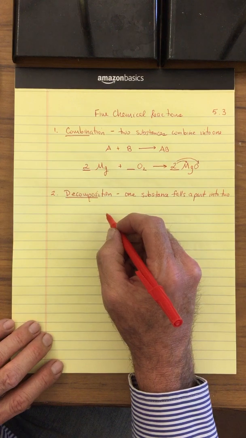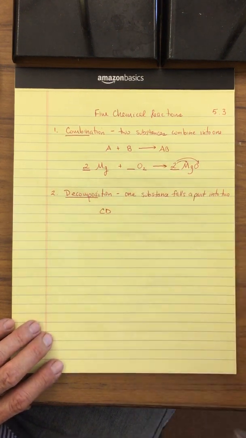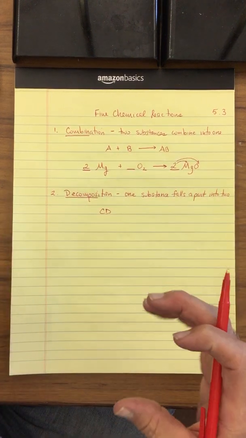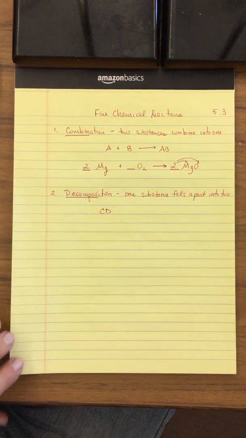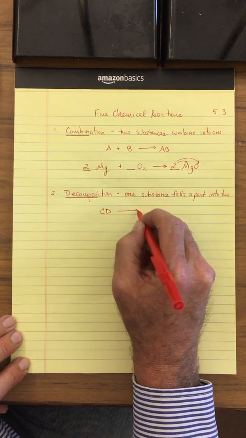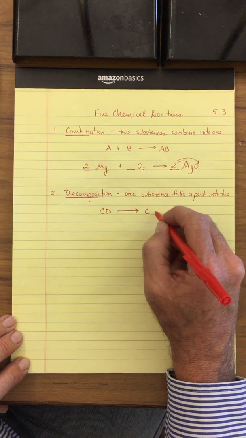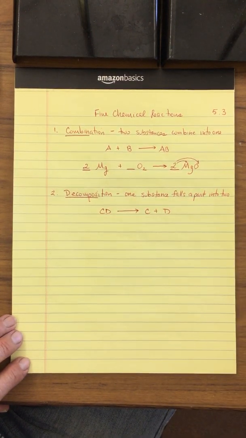So imagine that you have the opposite of this. We're going to start with this compound CD, which is already combined. These materials are fused together into one compound. This one substance is going to fall apart into the two separate ones, C plus D. The one substance falls apart into two. This is the decomposition reaction.